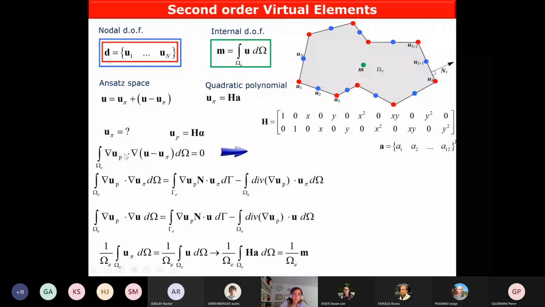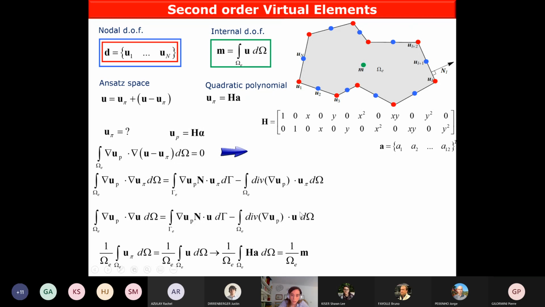After some manipulation, we exploit the scalar product and we obtain two terms. Considering separately these two terms, we obtain these two expressions, and exploiting the divergence theorem, we can end up with these equations. In the first term, there are only terms depending on the polynomials, while in the second term, also a term depending on the ansatz u is considered.